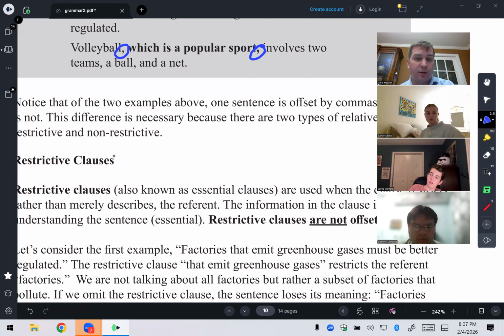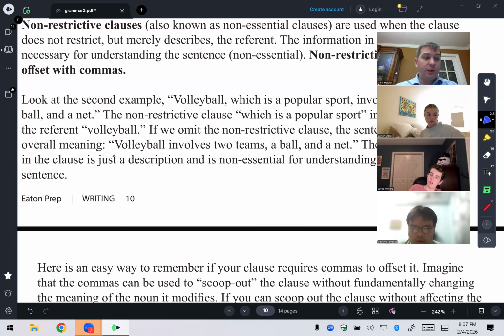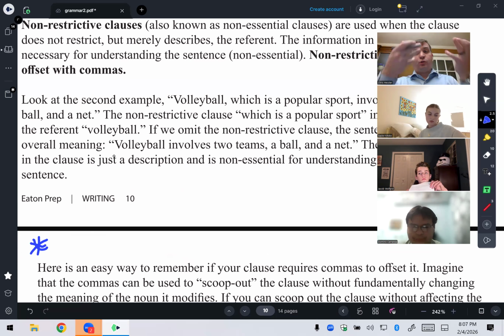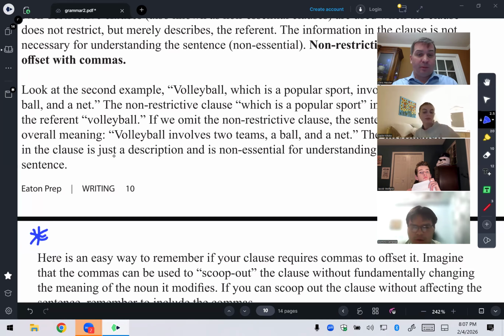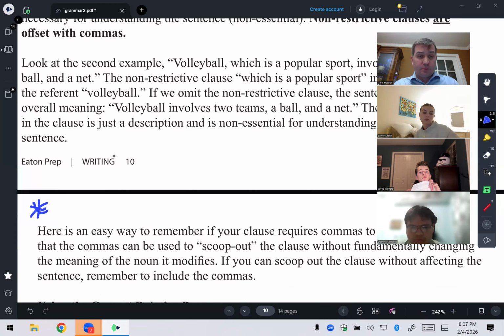I mean, there's one or two other little things we have to remember. Oh, this is like the shorthand way of remembering it. We just pretend that the commas are little scoopers. If you could scoop out the clause and the sentence retains its meaning, you needed the commas, you needed the scoopers. That's kind of a real simple way to remember it. So that's the shorthand way to remember it.